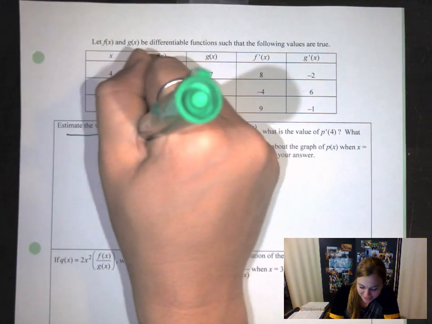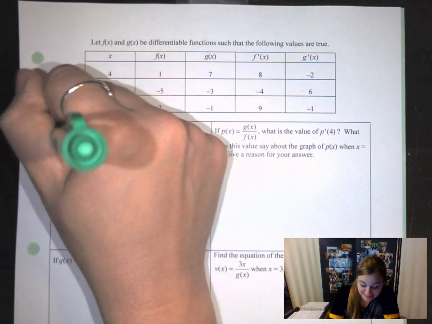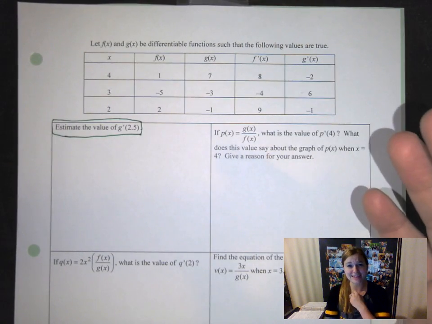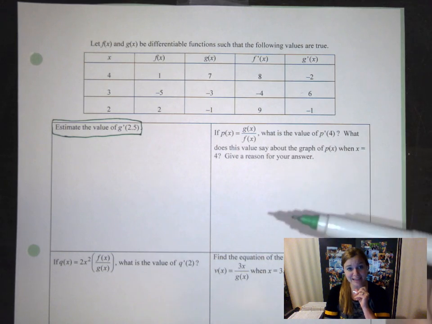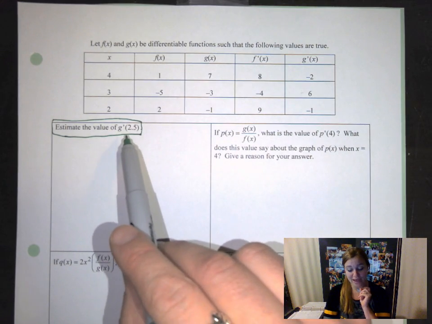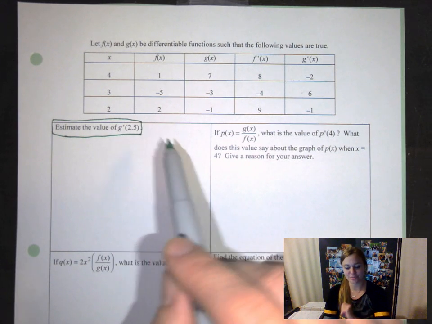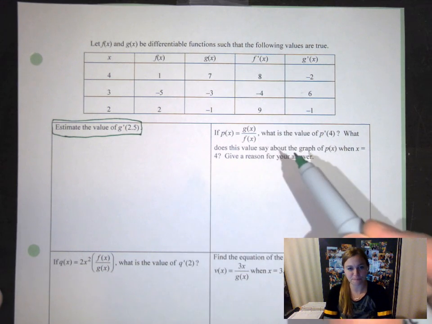Okay, so the first one, think about the last lesson. This was just kind of thrown in there, and I've talked about it a couple times, but it really has nothing to do with the quotient rule. If you want to estimate a derivative, so estimate g prime, what do you do? You did this in the product rule practice a couple days ago.